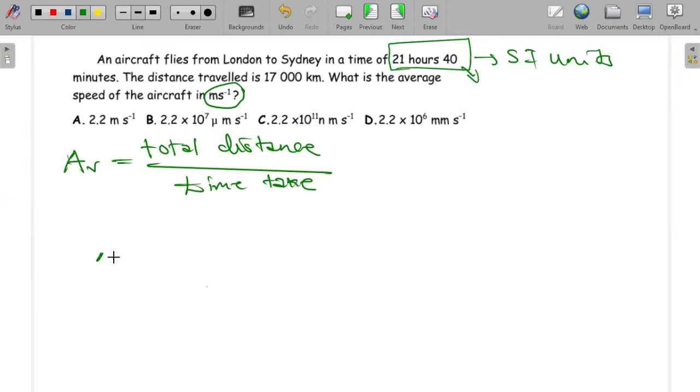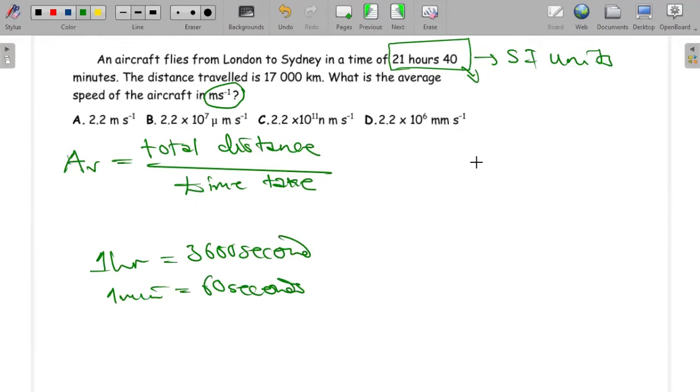Remember, we said 1 hour is equal to 3600 seconds, whilst 1 minute is equal to 60 seconds. So what are we going to do? Let's convert our 21 hours, 40 minutes into seconds. First, we have 21 hours, so 21 hours multiplied by 3600. This is going to give us how many seconds? Whilst at the same time, we have 40 minutes multiplied by 60 seconds.